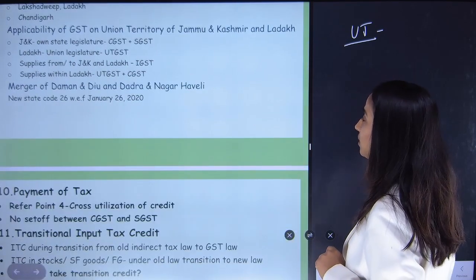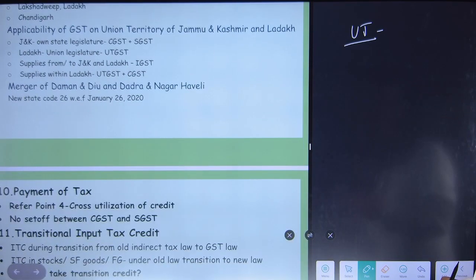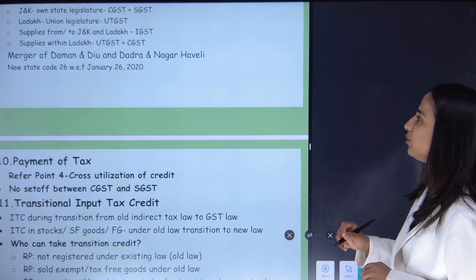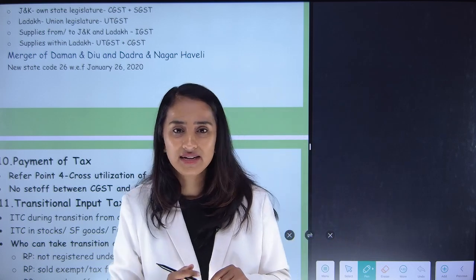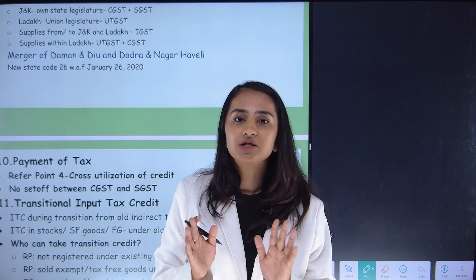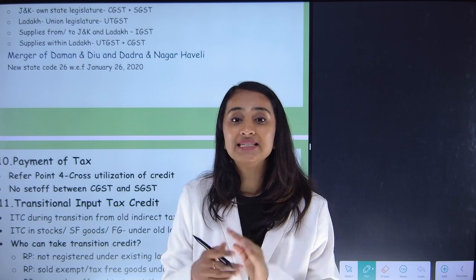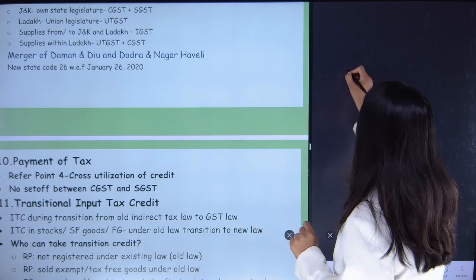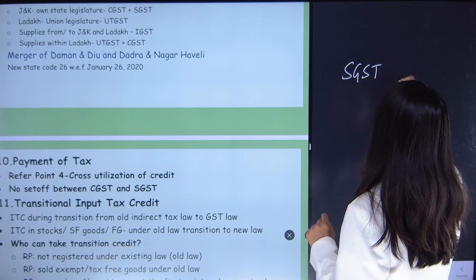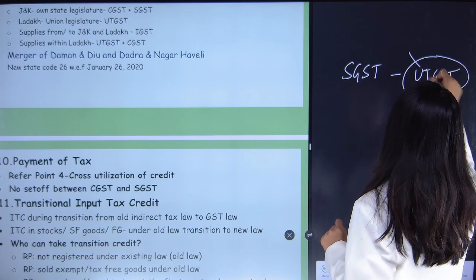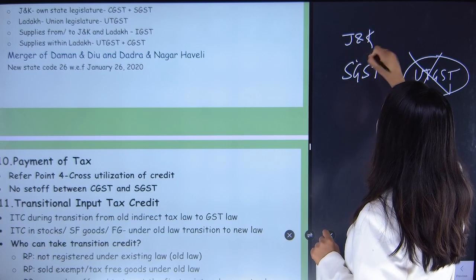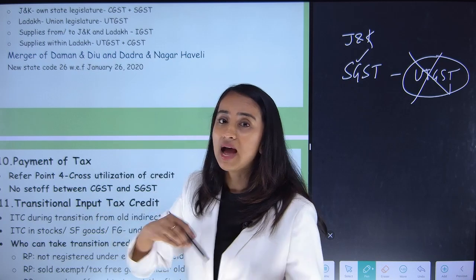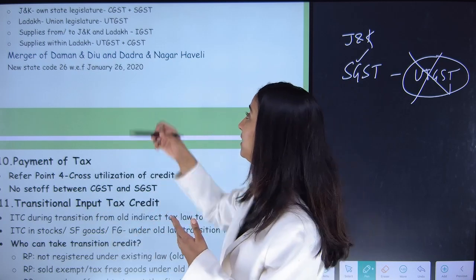Applicability of UT-GST on Jammu, Kashmir and Ladakh. So what is a Union Territory? Union Territories will not have their own state legislatures, okay? But Jammu and Kashmir, though being a Union Territory, has its own state legislature, and if it has its own state legislature, you will levy SGST and not UT-GST. So only for Jammu and Kashmir, you are levying state GST. Are we clear? Okay. But Ladakh has a union legislature. That is why you are applying UT-GST.